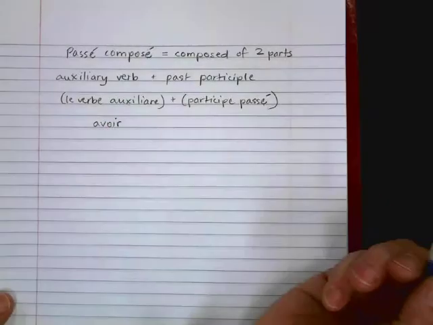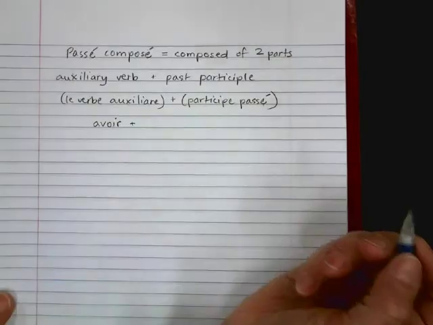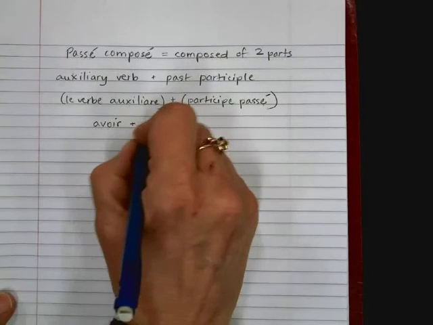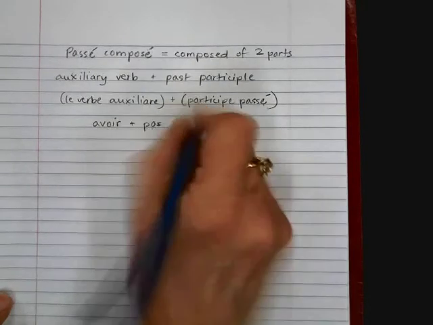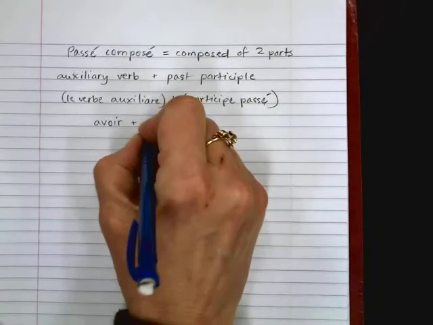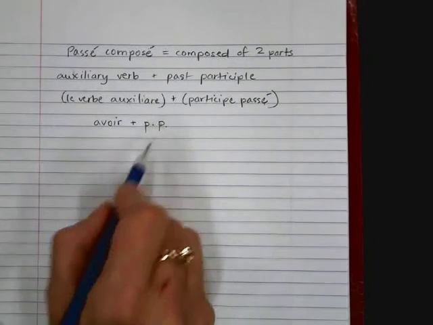Avoir is conjugated in the present tense, but we'll get to that in just a minute. So avoir is the auxiliary verb to begin with. Usually it's avoir, plus the past participle. So that's how you do it. Plus the past participle. That could be participe passé or past participle.